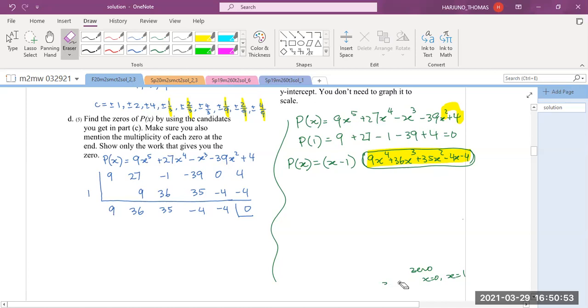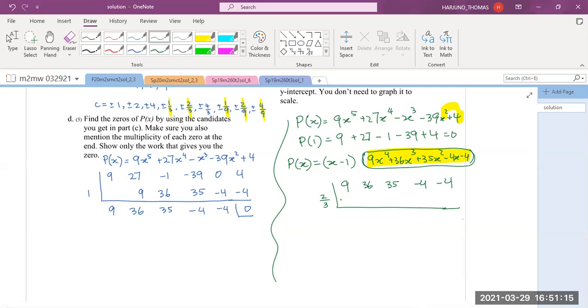So let's try something between 0 and 1. Let me set up the synthetic division first. Let me try 2/3. I have 1/3, 2/3, 1/9, 2/9, 4/9. I will try 2/3 first. Why, Thomas? Actually, just random. I randomly pick this number.